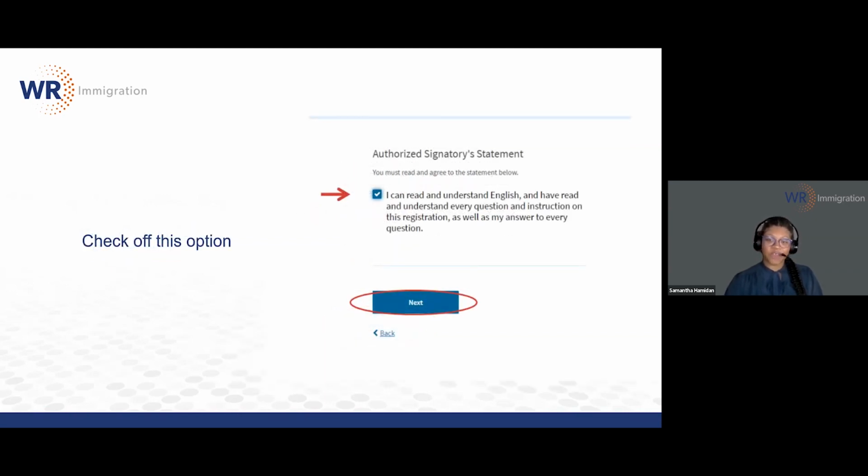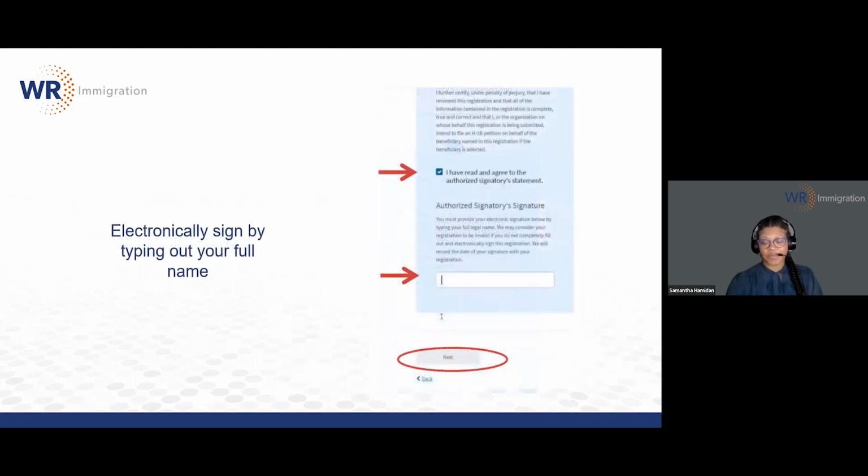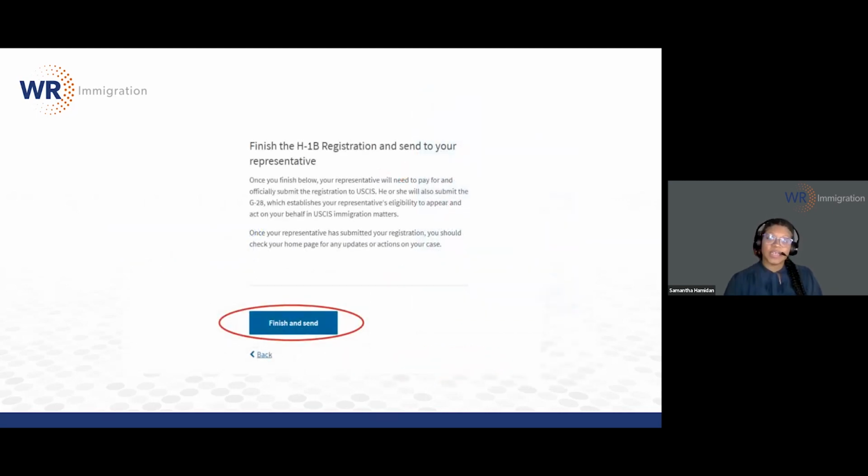You will then need to check off a series of statements as the authorized signatory. On this page, check this option and click Next. Again, select the checkbox indicated here. Right below the box that you've just selected, you will then need to electronically sign off for all the registration information. After you electronically sign by typing your name, click Next. To finish your part of the H-1B registration as the employer, click Finish and Send. Once this is all complete, you'll be all set, and WR Immigration will take care of the remaining steps.